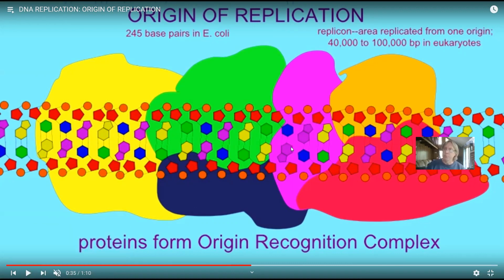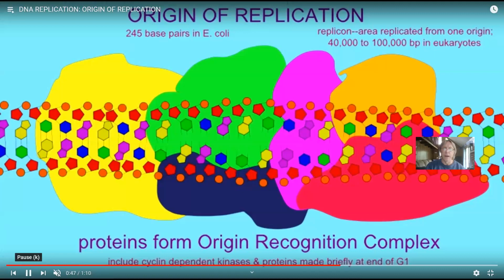There are many proteins which bind to DNA and to specific sequences of DNA, and there are proteins which bind to the sequence of DNA at this origin. The origin recognition complex is a set of proteins all coalescing on the origin of replication.